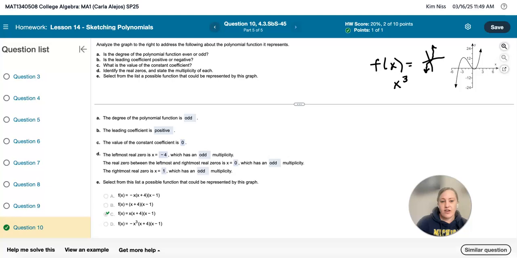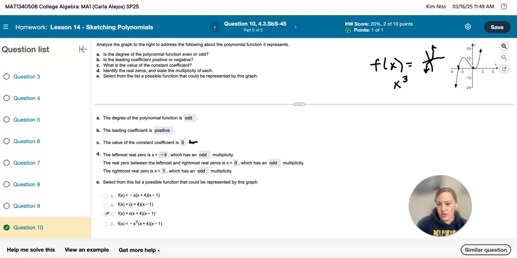Then you want to find the value of the constant coefficient. Well, that is simply where it crosses the y-axis. We can see right here that it crosses the y-axis at y equals 0. And that's how we got the value of the constant coefficient, y equals 0. That's our y-intercept.